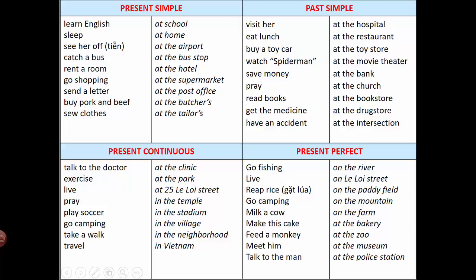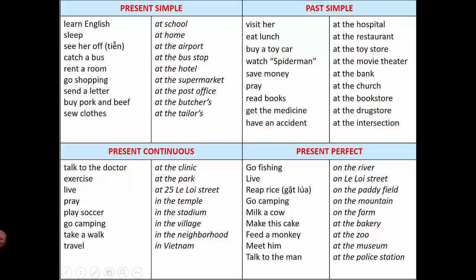Where did you eat lunch? I ate lunch at the restaurant. Where did you buy a toy car yesterday? I bought a toy car at the toy store. Next, where are you talking to the doctor, class? I'm talking to the doctor at the clinic. Where are you exercising? I'm exercising at the park. Where are you living? I'm living at 25 Little Street.